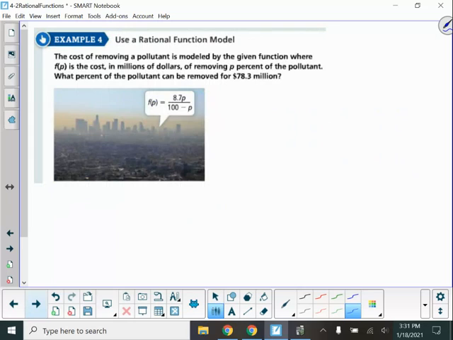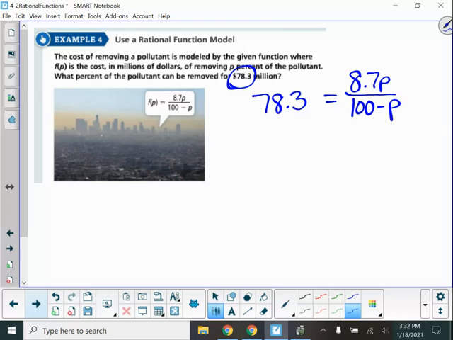So now we have example 4. It says the cost of removing a pollutant is modeled by the given function, where f of p is the cost in millions of dollars of removing p% of the pollutant. What percent of the pollutant can be removed for 78.3 million? I would normally set the 78.3 equal to my 8.7p divided by 100 minus p.